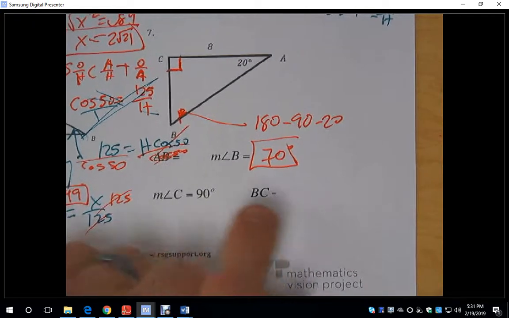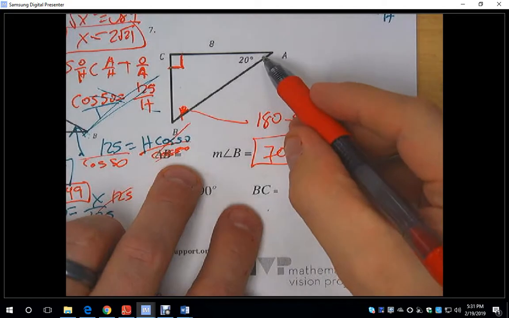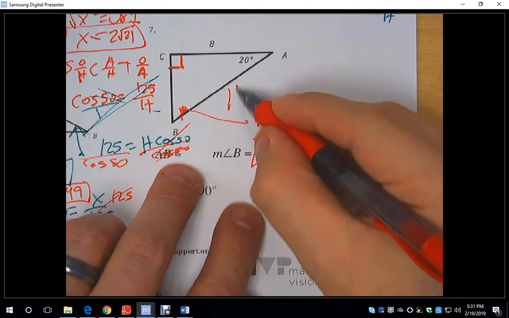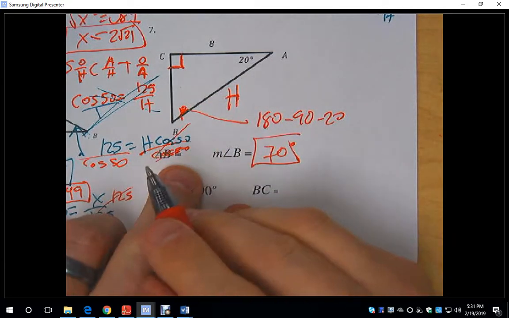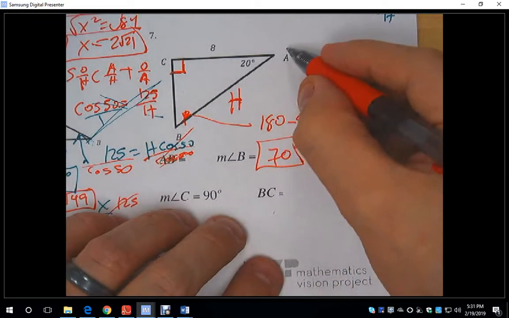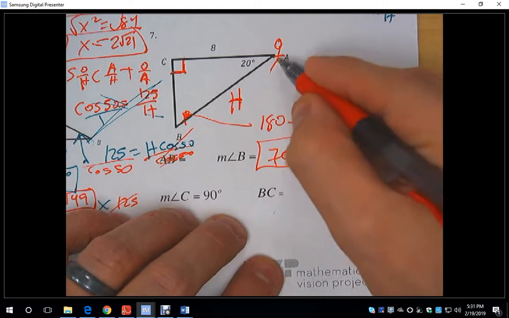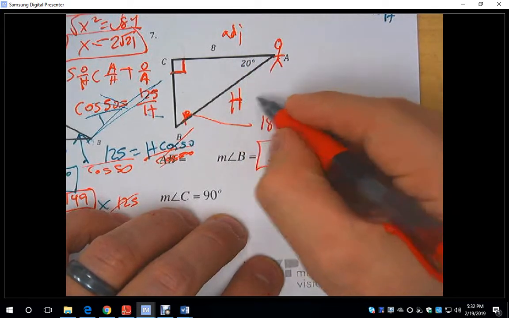So there are two missing sides that we still need to find. Let's try to figure out what this side here is. This is our hypotenuse, it's opposite the 90 degrees. Let's just call it h. And then let's pick any angle. I'm going to stand from this angle over here. From this angle, 8 is my adjacent, and h is my hypotenuse.